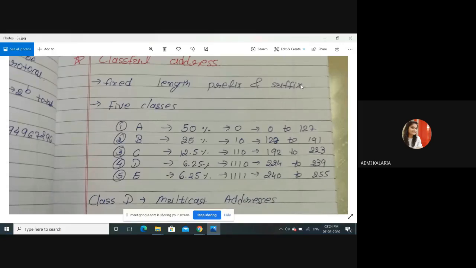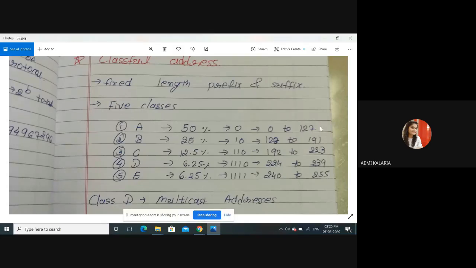10.1.1.1, right? So I can easily compare the 10. It comes under class A, right? Because 0 to 127 is the range of class A. So 10 comes under here, right? Class A.